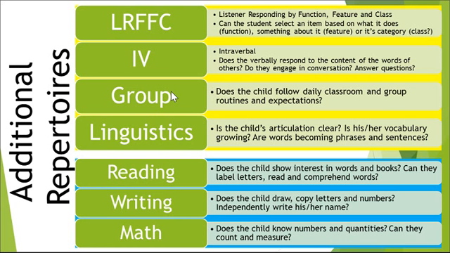The fourth that's added is a category for linguistics. Is the child's articulation clear? Is his or her vocabulary growing? Are words becoming phrases and sentences? Is all of that sort of happening appropriately?